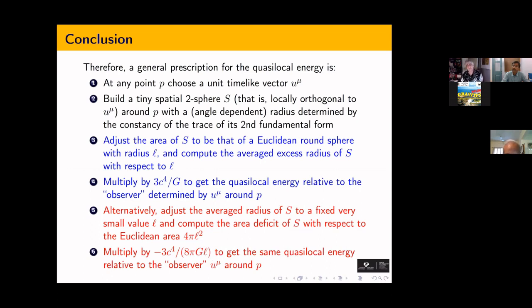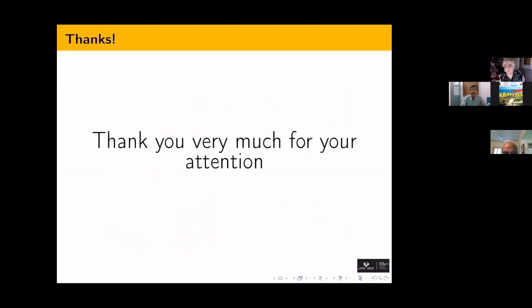So this is a very nice and very elementary way of trying to deal with the non-localizability of the energy and trying to give a precise formula for the local or quasi-local pure gravitational energy. So this is what I wanted to say. Thank you very much for your attention.